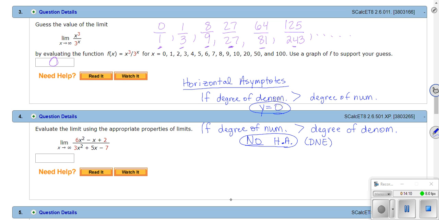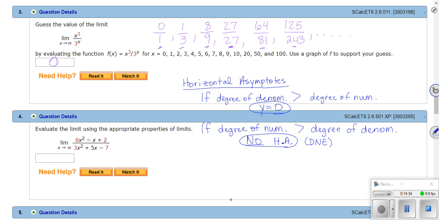And again, think back to my example. If I have now x to the 4th over x cubed, as I put in bigger and bigger numbers of x, my numerator is going to outpace my denominator, and my number is just going to get bigger and bigger and bigger and bigger. It's never going to cap out. It's actually just going to head into infinity. Okay, so there's no horizontal asymptote.